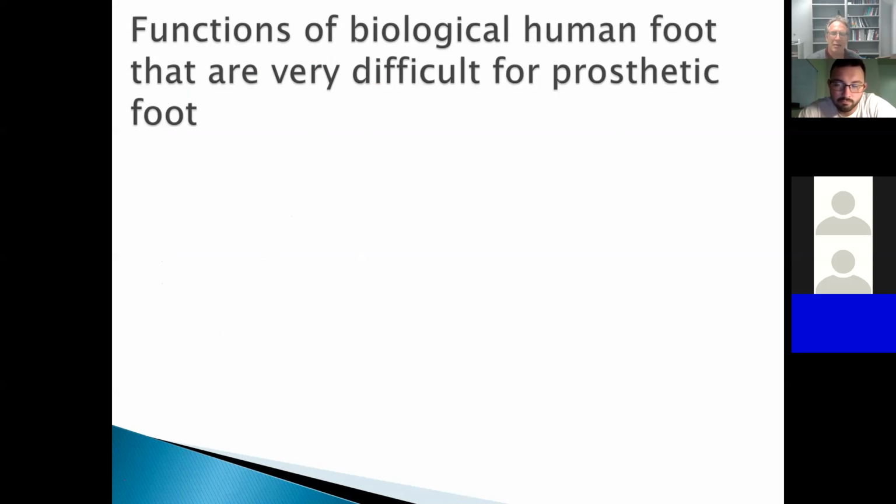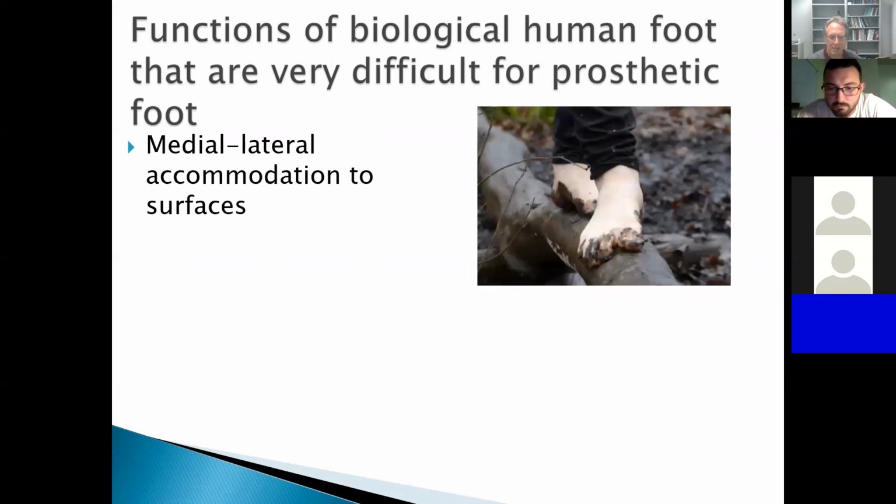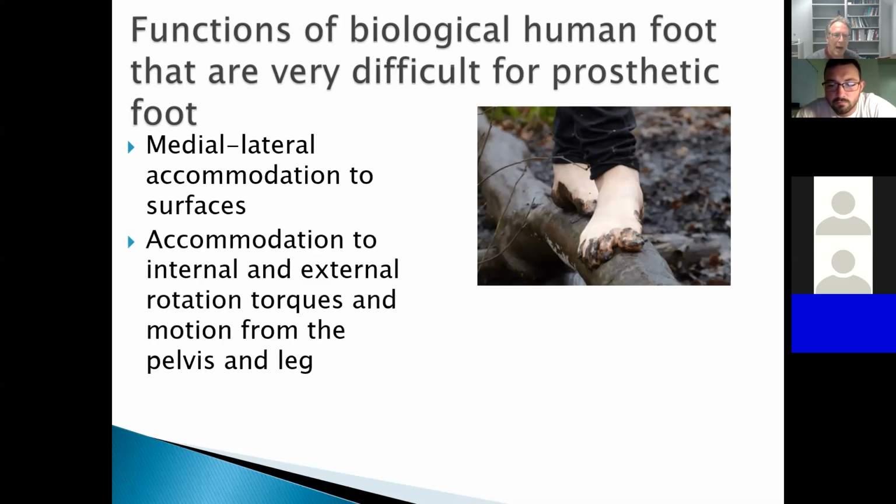And there are some things that we do with our natural healthy feet that are very difficult for a prosthetic foot to do, such as medial lateral accommodation to surfaces, like you see in this picture here. The person's feet are really conforming to what looks like a slippery log, which would, for a couple of reasons, be very difficult for somebody using a prosthesis. Also, accommodation to the internal and external rotation forces and motions coming from the pelvis and the leg.